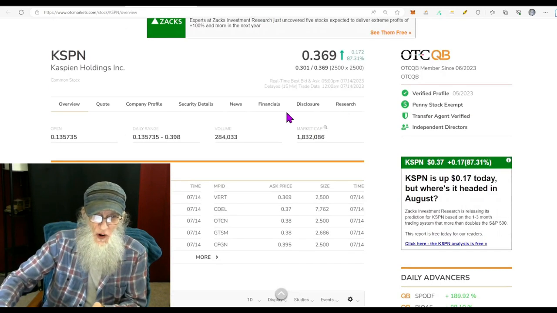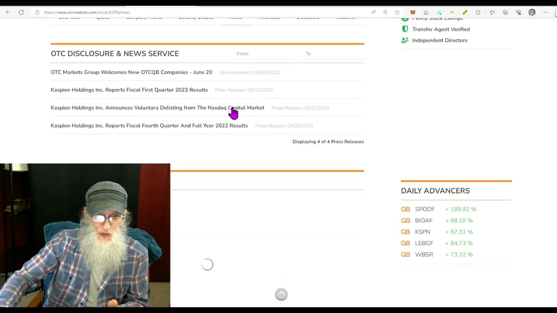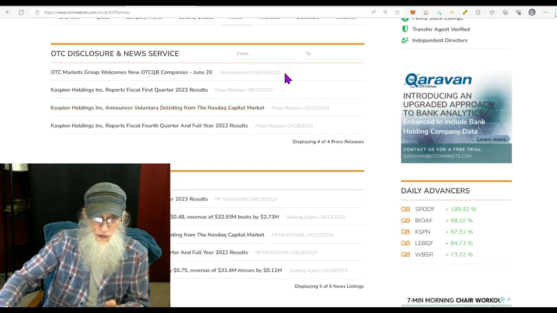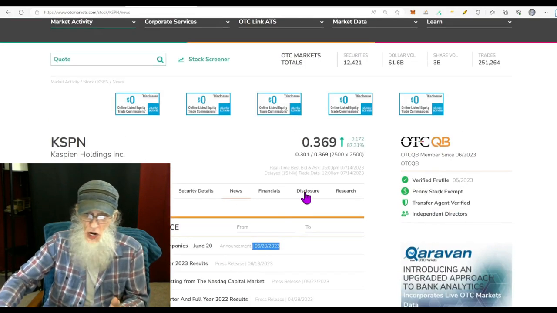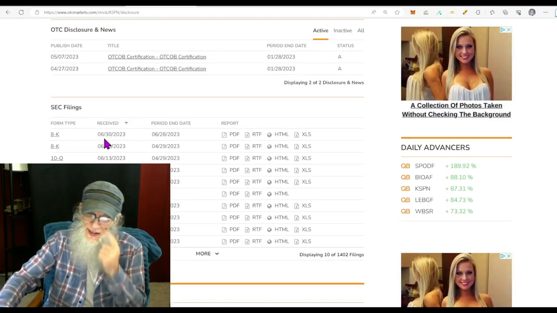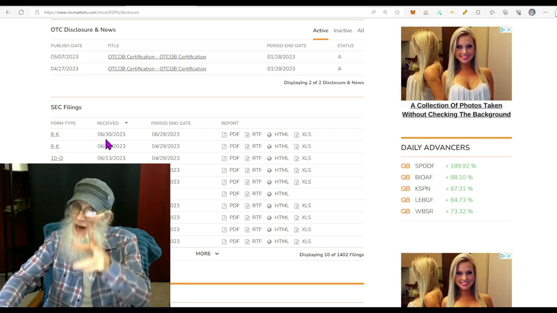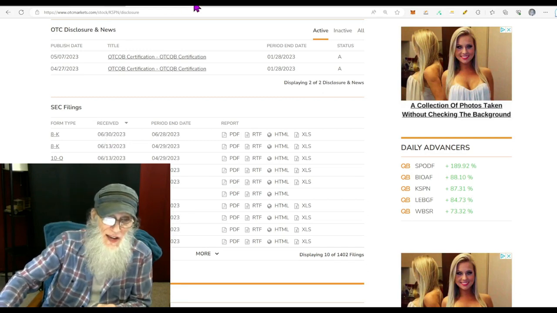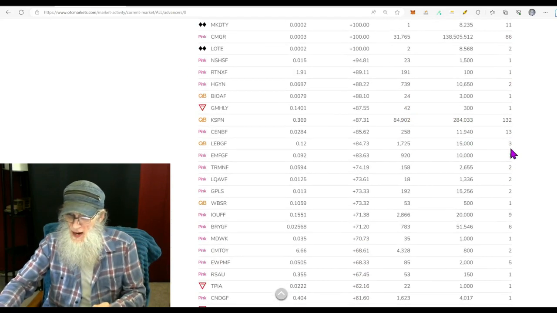So what else can we learn over here? Well, why is she moving? What's her catalyst? Let's see what sort of news we got. We got news from June 20th, 2023. Doesn't look hot. I don't see anything here. So we jump over to disclosures, see if there's anything there. We've got an 8K from June 30th, so you would jump in and check that out now that you know how to read 8Ks. Then I'd come back to my list and I'd pick up where I left off.